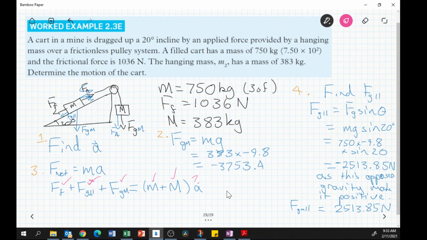Okay, are we with me so far? Questions about that sort of identification of the net force, identification of that parallel component that we're looking for?